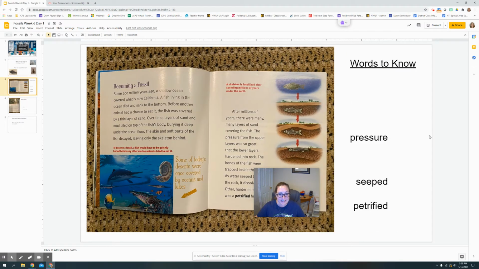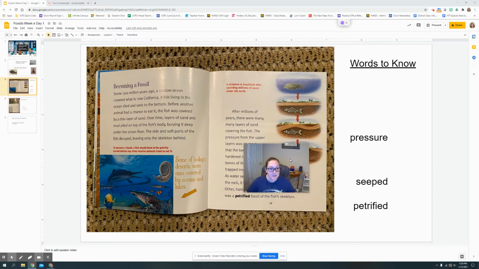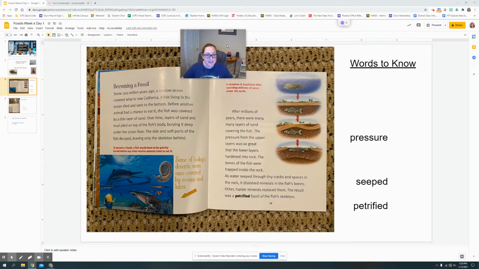Here it is. I'm going to scooch myself right up here. Okay, I've made some words to know. So when we come to those words in the text, we're going to talk about what they mean. Okay, so I'm going to go ahead and reread this part because I want to refresh our minds about what happened in steps 1 and 2.